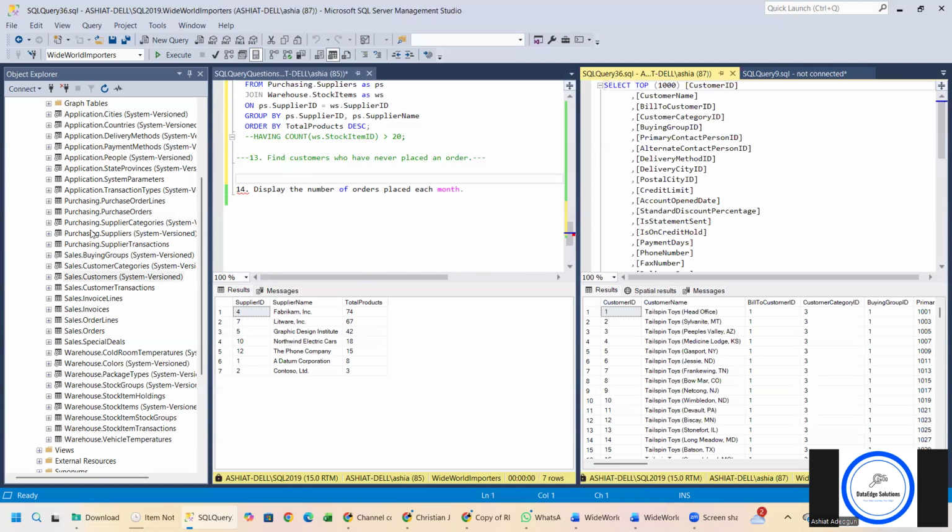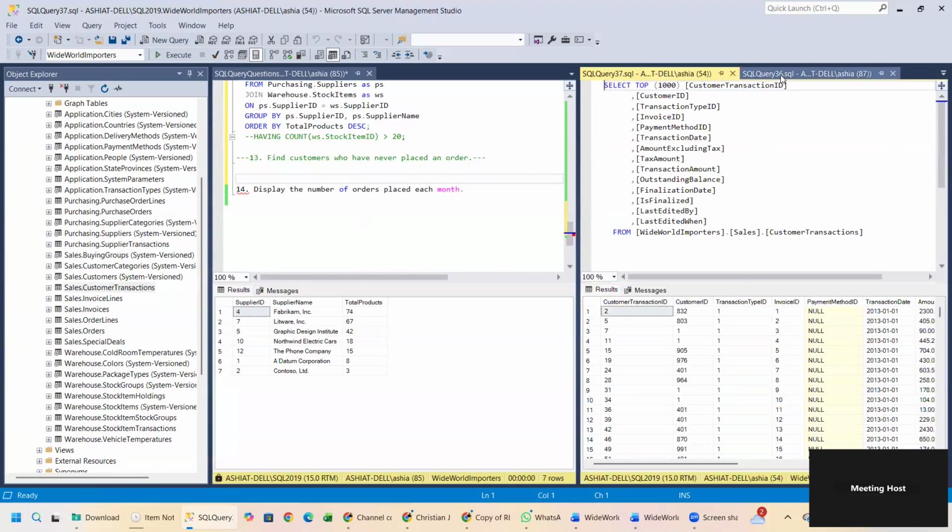So you said that we should look at the customer transaction, right? I'll open both. Is it customer transaction? No, I don't think so. We should look at the sales order.